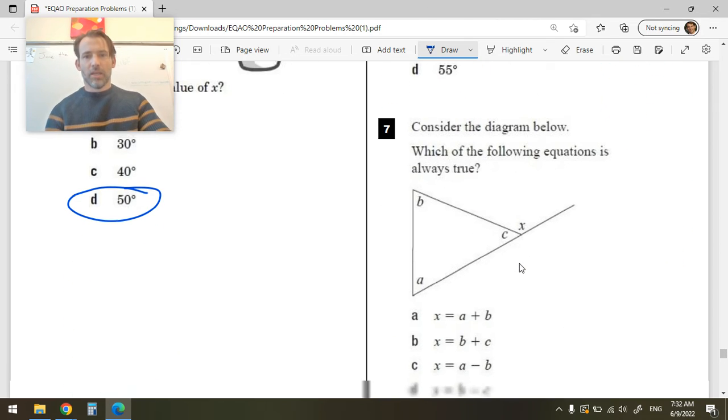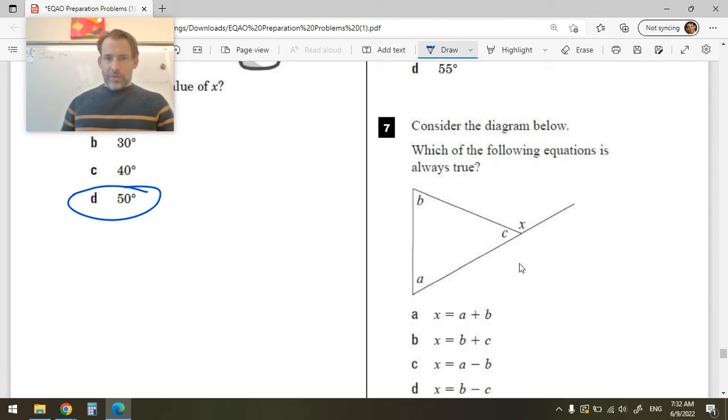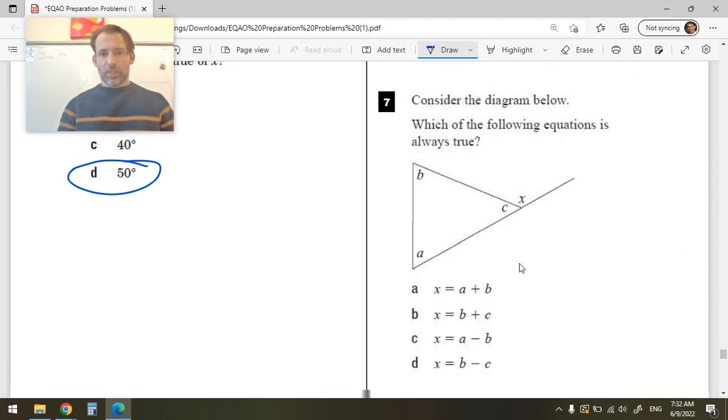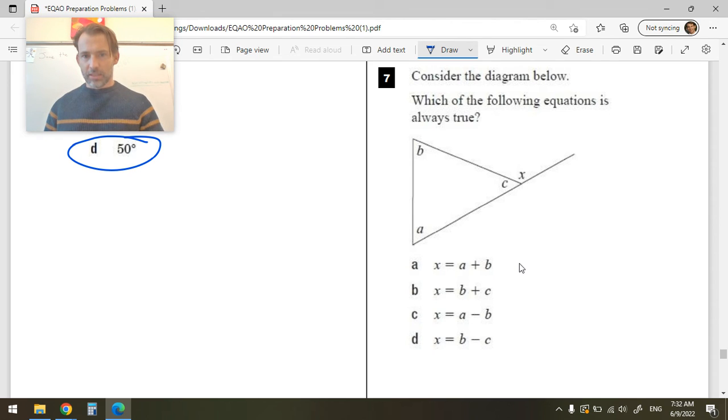There we go. Consider this diagram. Which of the following equations is always true? x equals a plus b plus c. This one is fun. This one is very much a puzzle. Okay, let's try it.